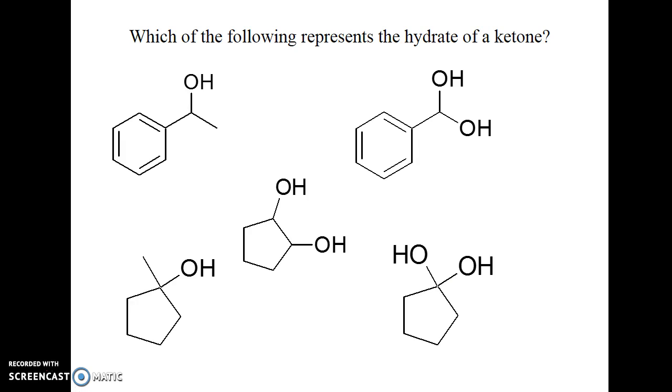Which of the following is the hydrate of a ketone? Well, if I look at this, that's not the hydrate. That's just an alcohol. It has to be a diol to be a hydrate. So I can eliminate these two. It has to be a geminal diol. This is a vicinal diol, and so it cannot be a hydrate. You have to have geminal diols. So if I look at this and this, those both are geminal diols, but this would give you an aldehyde. Only this one would give you a ketone.